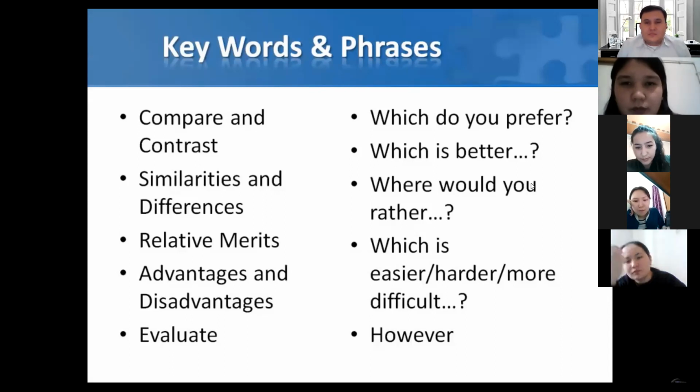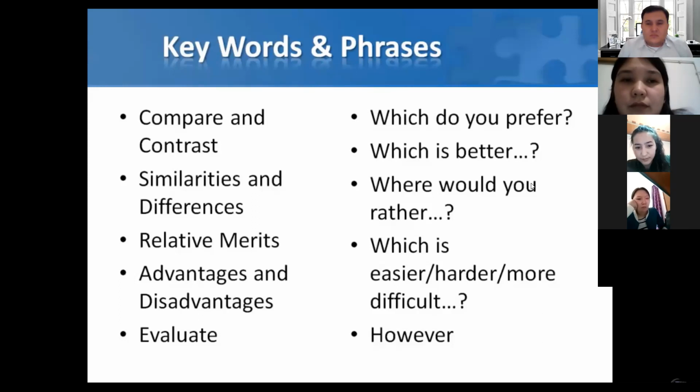All right, which do you prefer? That also suggests a comparison and contrast. Which is better? It also suggests that you have to choose between two objects. Where would you rather? Which is easier, harder, or more difficult? Whenever you see these keywords and phrases, this is what the prompt is asking you to do, to use this technique of comparison and contrast.